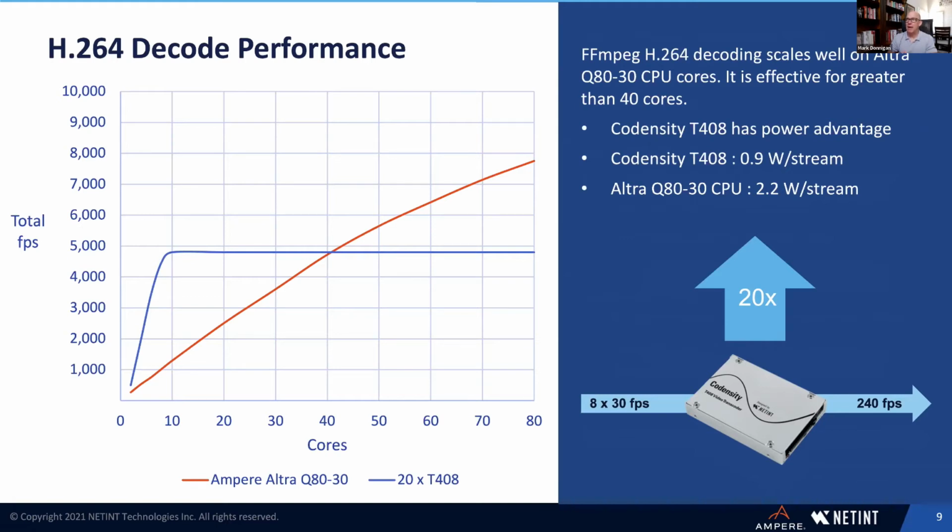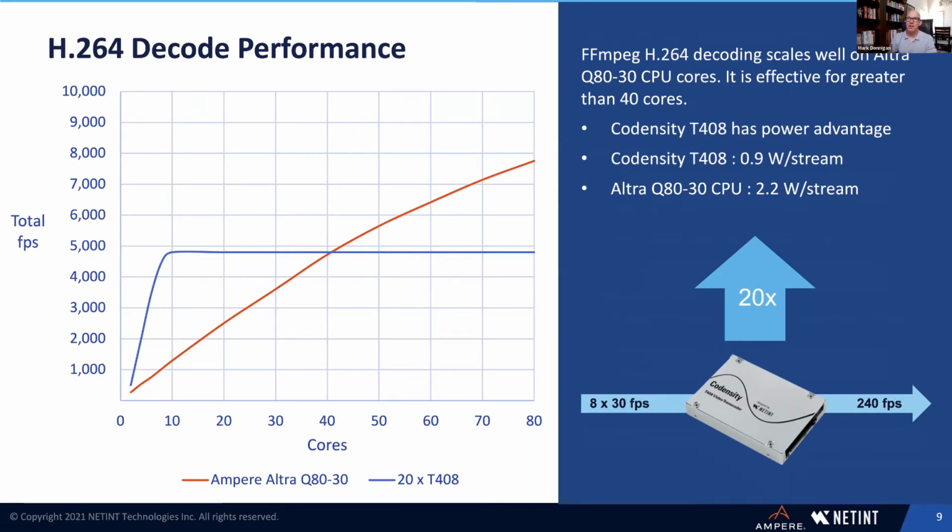On the code density, the T408, as you can see over on the right, definitely has a power advantage, in that the T408s consume 0.9 watts per stream, so just under 1 watt per stream. And for the pure CPU, it's more than double, almost 2.5 times, so 2.2 watts per stream. And this is for decode performance.